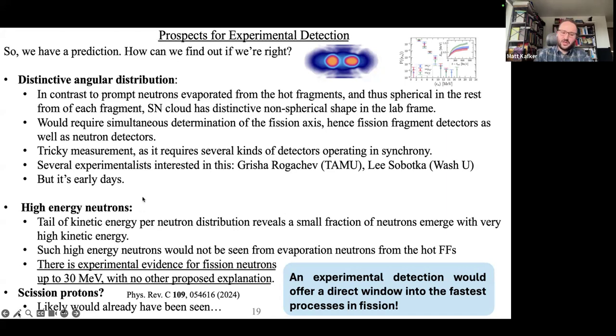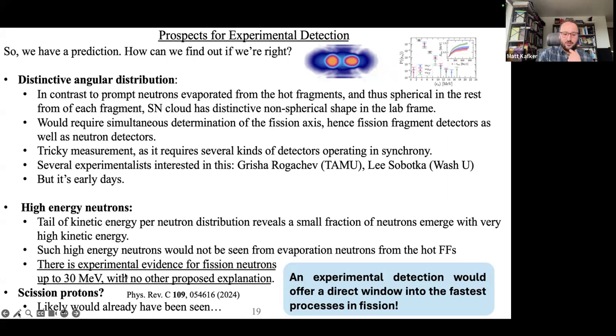And again, early days, so it's likely to be years before any of these things comes to full maturity. And then the other thing is the high energy tail of kinetic energy per neutron. So as I mentioned, and this is the impossibly tiny figure that I've duplicated on the corner of the slide, there's some small fraction of neutrons which should be emitted with very high kinetic energy, which you could not account for by strictly evaporation from the fragments. So in principle, if you observed a very high energy neutron coming from fission, and there was no other explanation, then that would be strong evidence that you have observed a scission neutron, excuse me.